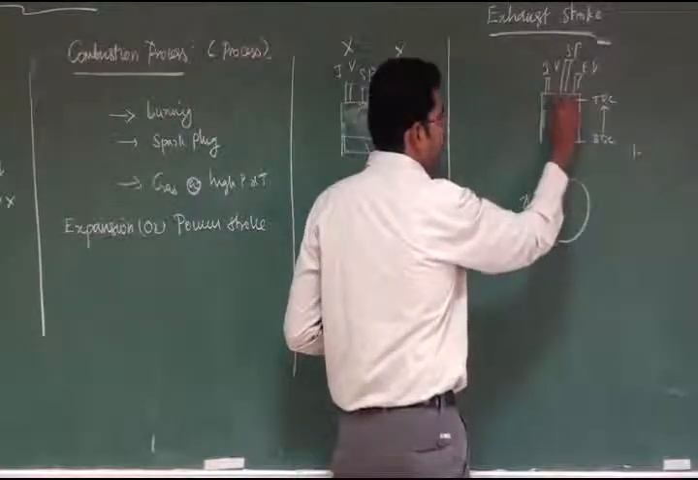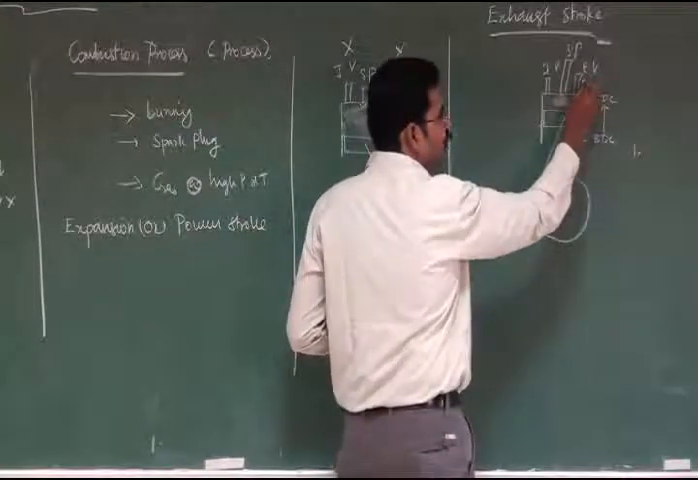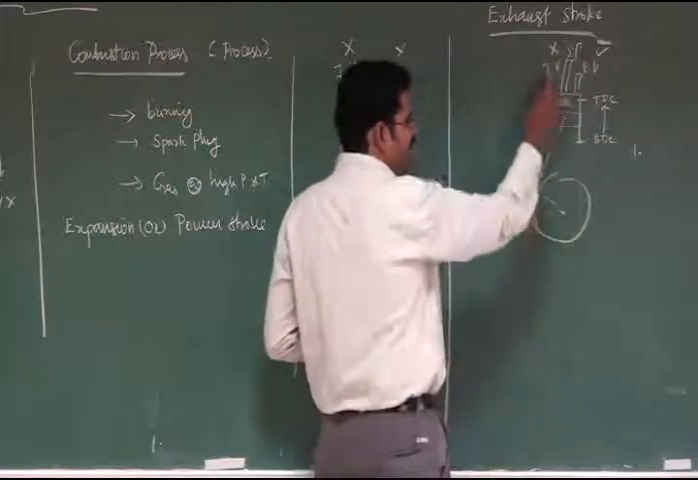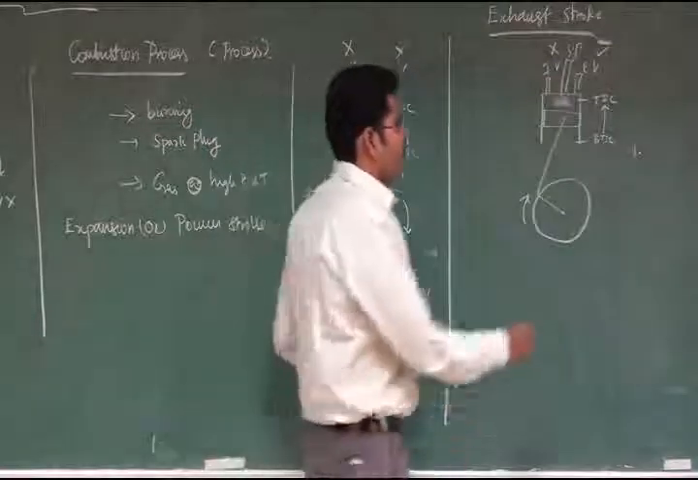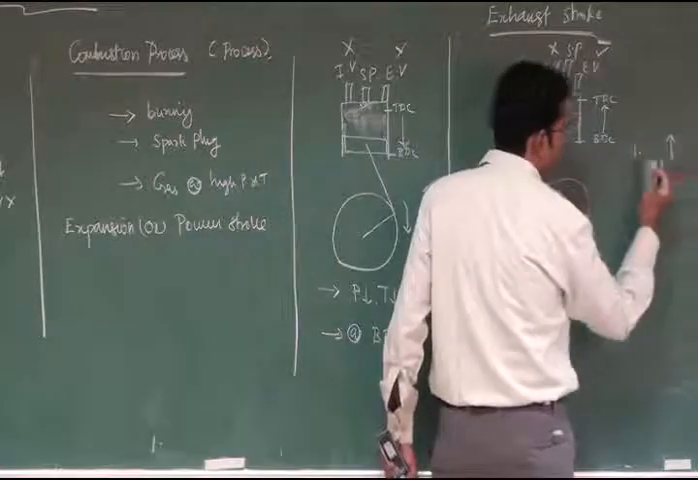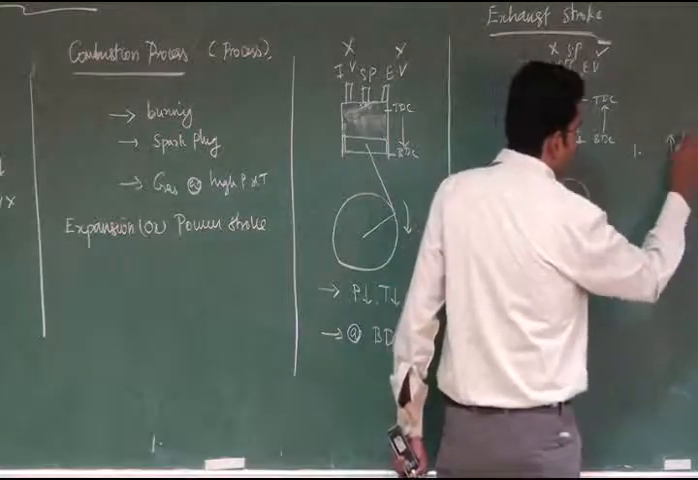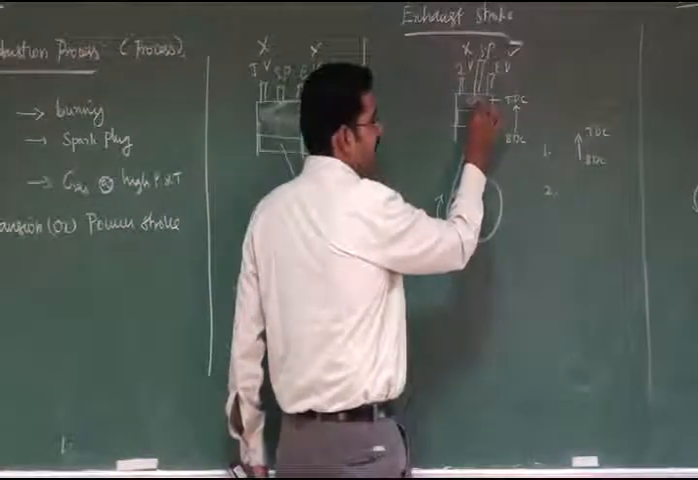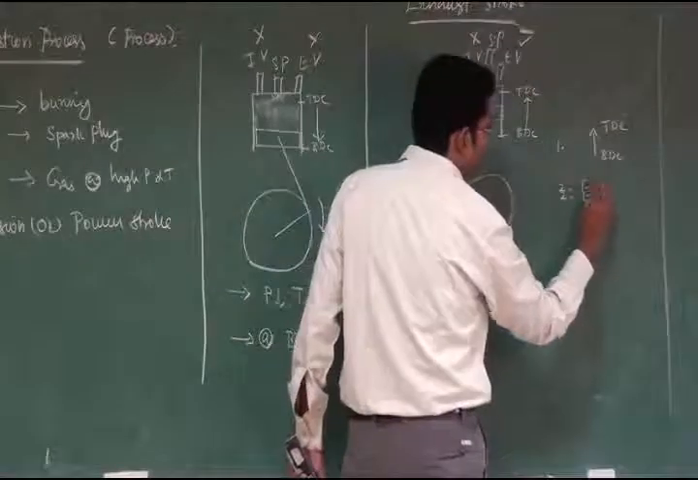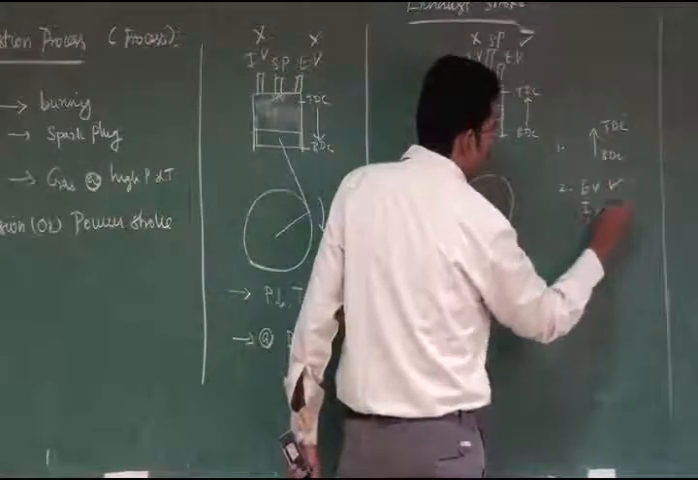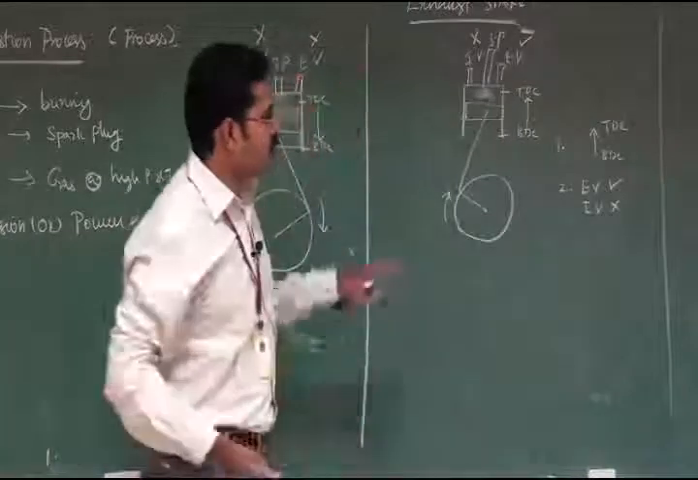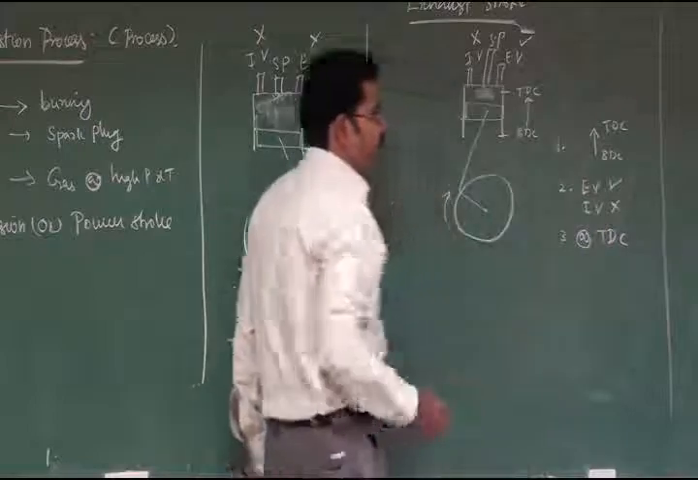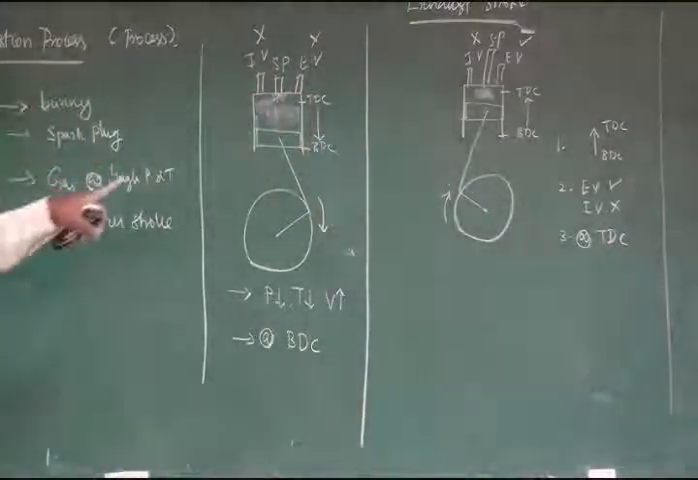The exhaust gases present inside the cylinder are expelled through the exhaust valve by opening the exhaust valve, in which the inlet valve gets closed. So first, the movement of the piston will be BDC to TDC. Second one, the exhaust gases present in the cylinder are expelled through the exhaust valve. That means the exhaust valve gets opened, the inlet valve gets closed. At the end of this stroke, the piston position will be at TDC.